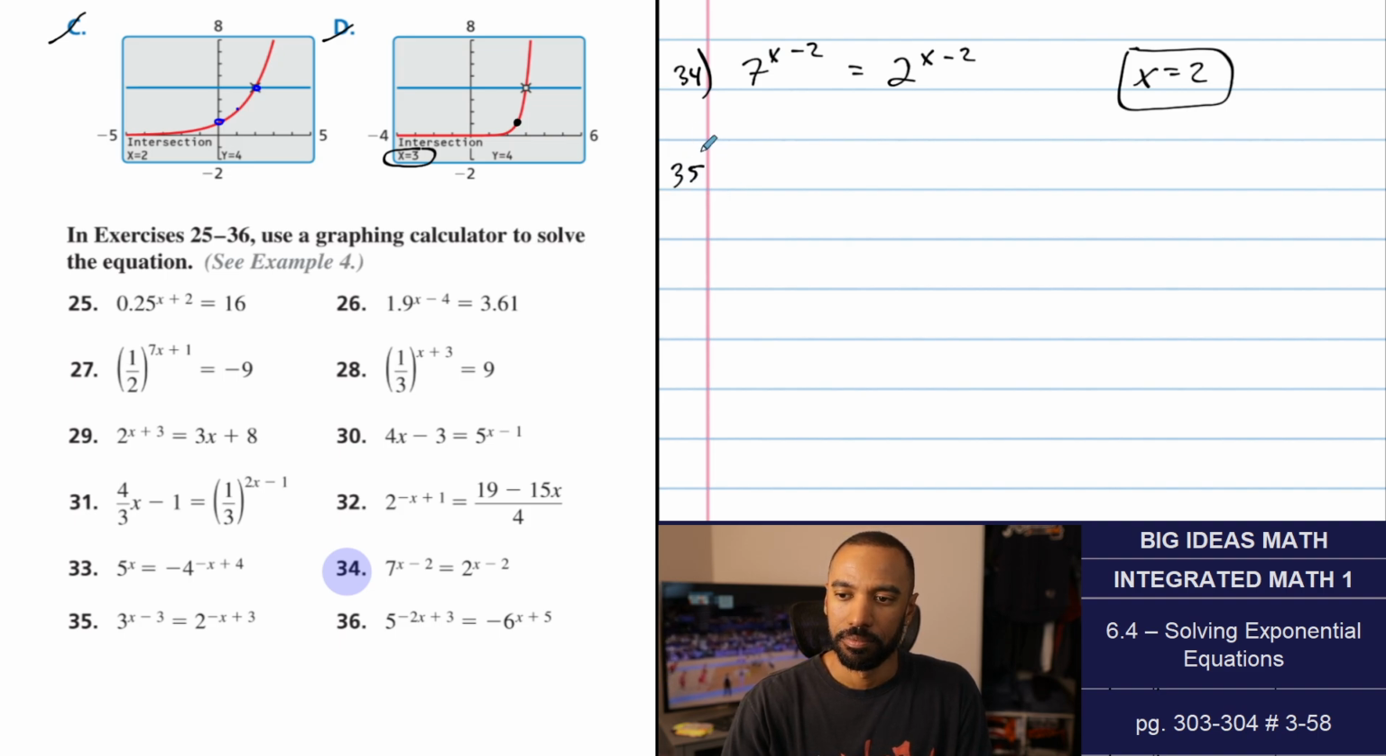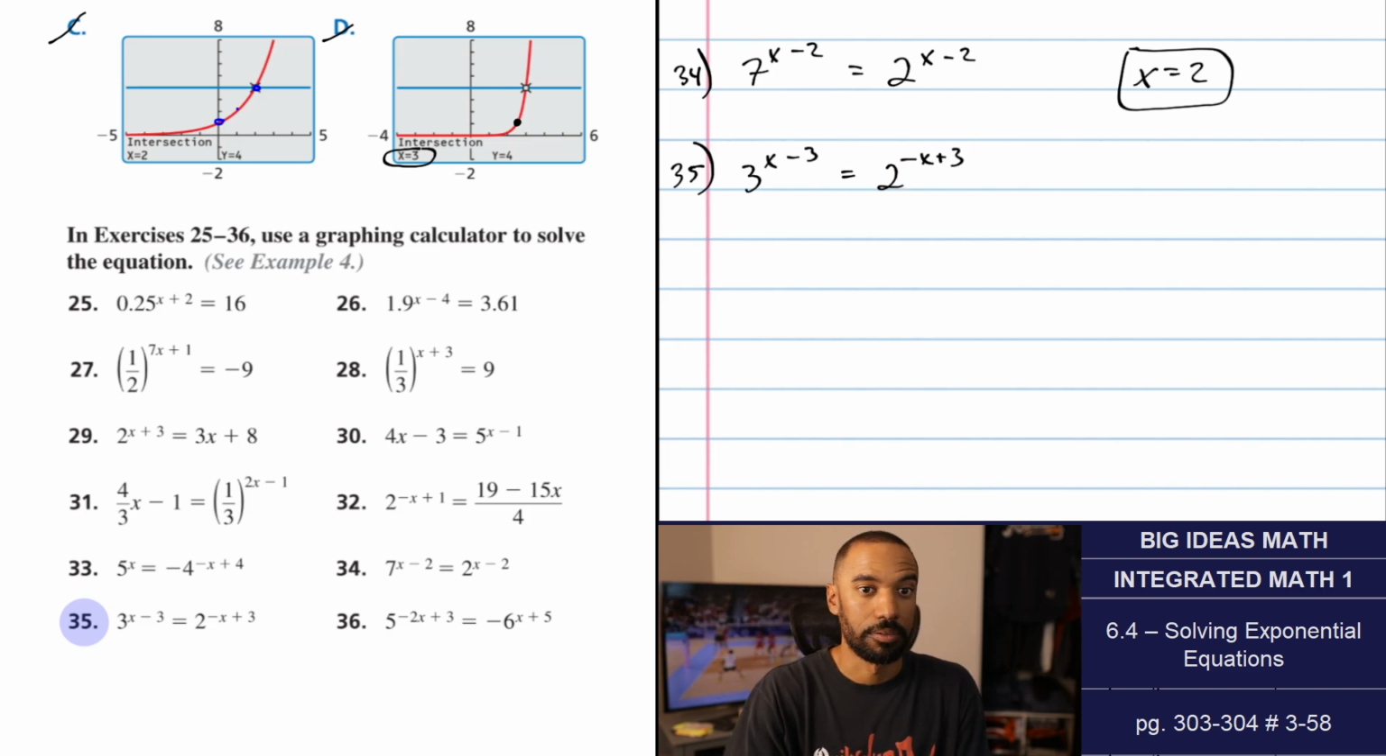Number 35. These should intersect. Oh, yeah. These should intersect. I don't know where. Yeah, I do. I think at x equals 3. All right, 3 to the... There's a lot of problems to do with the graphing calculator. I wonder what their angle was with this. There's no x there. Okay.